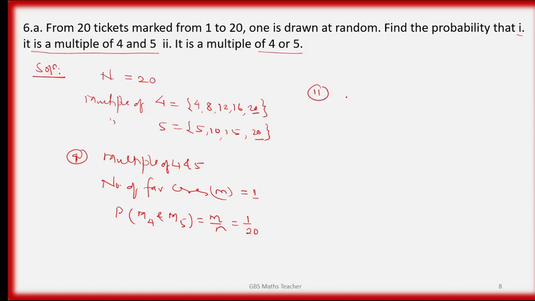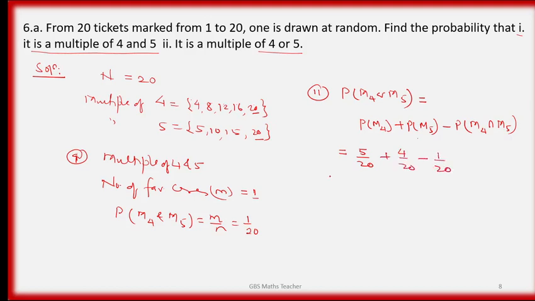And second case: multiple of 4 or multiple of 5 equals probability of multiple of 4 plus probability of multiple of 5 minus probability of multiple of 4 and 5. So this is 5 by 20, this is 4 by 20, minus intersection 1 by 20, equals 8 by 20 equals 2 by 5. This is the case of this.